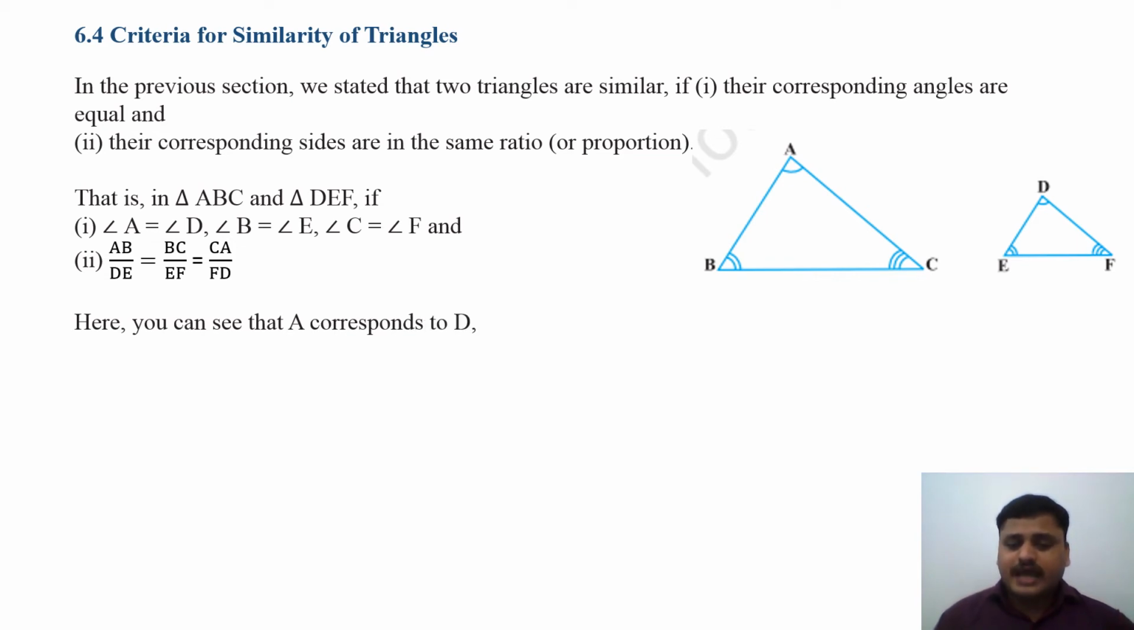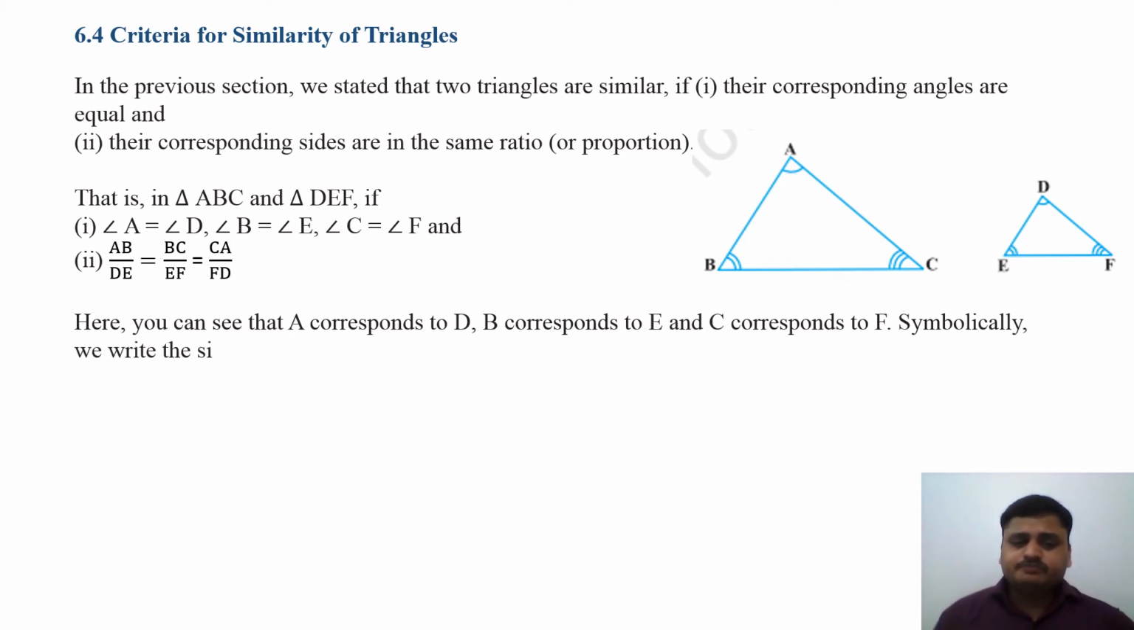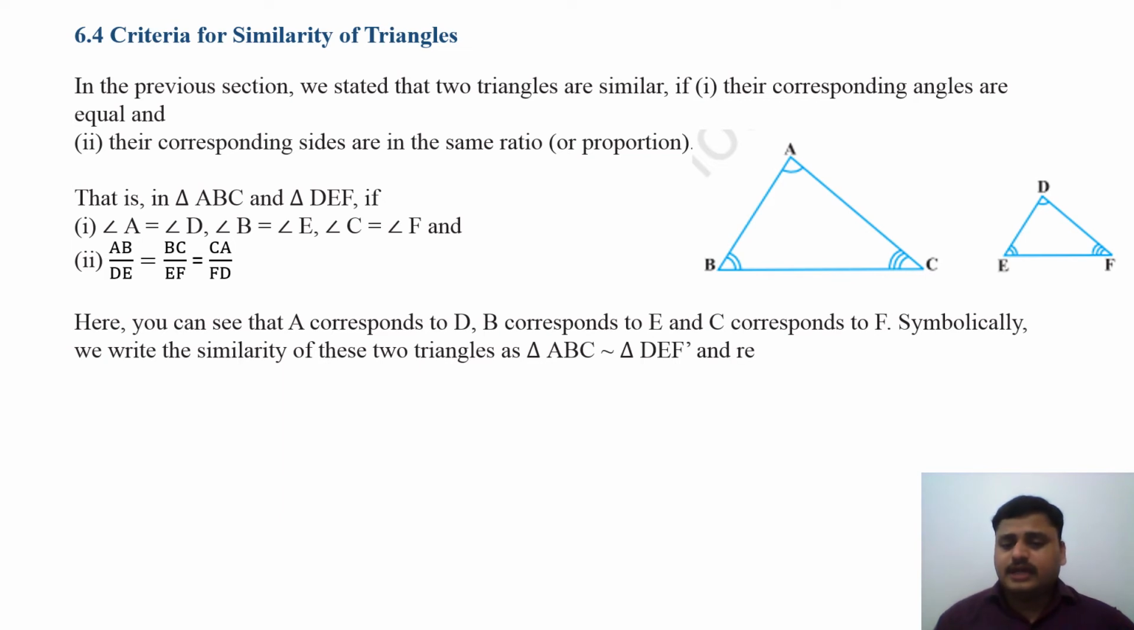So here what we can say, A corresponds to D, B corresponds to E. I'm just looking at the figure and only that we are writing. C corresponds to F. Once again I repeat, A corresponds to D, B corresponds to E, C corresponds to F. And in symbol form, what can we write? We can write the similarity of these two triangles. How? See, triangle ABC is similar to triangle DEF.